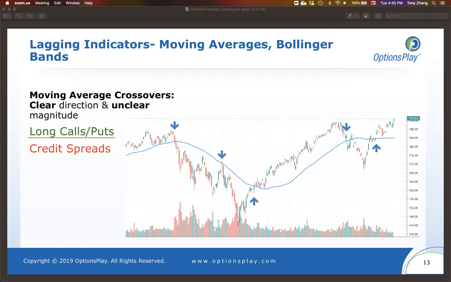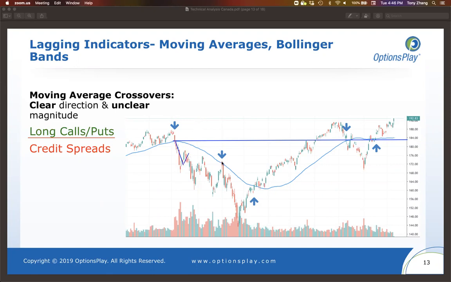Or the other way you can trade this is by selling a credit spread. So when the stock crosses below its moving average, so right here, let's say the stock is trading around, where is this? About 184, 185 or so. So when the stock crosses below its moving average, you're basically saying as long as the stock stays below 184, 185, I can sell a credit spread here. So I can sell a call credit spread. As long as the stock stays below 184 and it doesn't move back above it, I can make money on selling a credit spread.